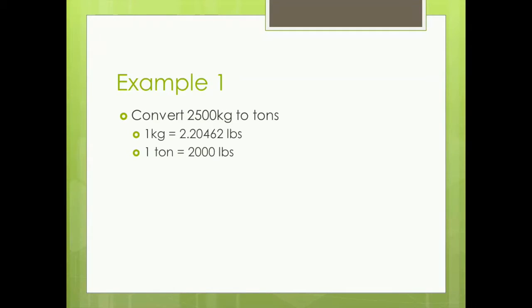Now let's do a few examples. The first example. Convert 2,500 kilograms to tons. You'll need the following conversion factors. 1 kilogram equals 2.20462 pounds, and 1 ton equals 2,000 pounds. Set up the problem and solve. You may pause this video now to work on this example.